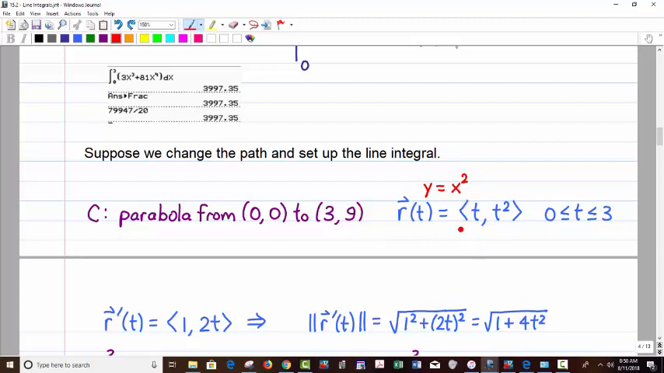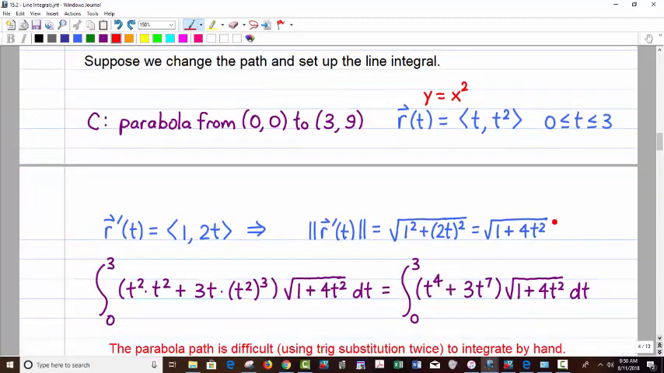So if y equals x squared, just let x equals t, and then y would be t squared. So we have a different vector valued function here this time, because we're taking a different path. So instead of going from 0, 0 to 3, 9 in a straight line, we're now taking a parabola curve to get there. And take the derivative of the vector valued function. You have 1 comma 2t.